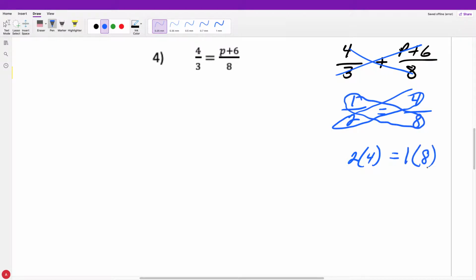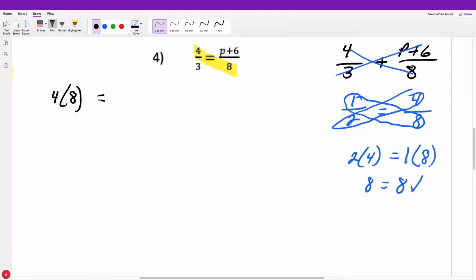And you'll see that it gives us equal products. So 8 is equal to 8. So since we know that cross multiplying is equal when fractions are proportional, so when they're equal to each other, we can go ahead and multiply our cross products. So we could do 4 times 8. I'm going to write this over here just so I have space.